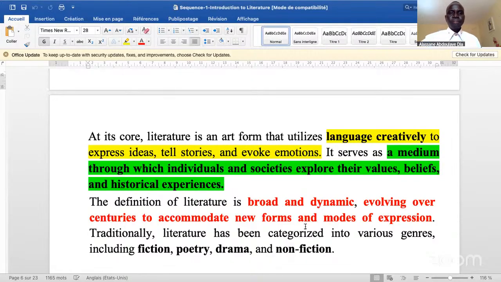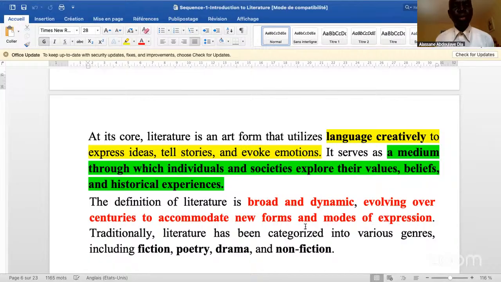So at its core, literature is an art form that utilizes language creatively to express ideas, tell stories, and evoke emotions. So literature, I told you, is an art. And in this art, you have one characteristic, which is beauty, which is aesthetics. So there is a creativity of the writer as an artist. The writer does not speak, but the writer writes. But the poet sings. The writer writes, the poet sings. How they write, how they sing, that's very beautiful.